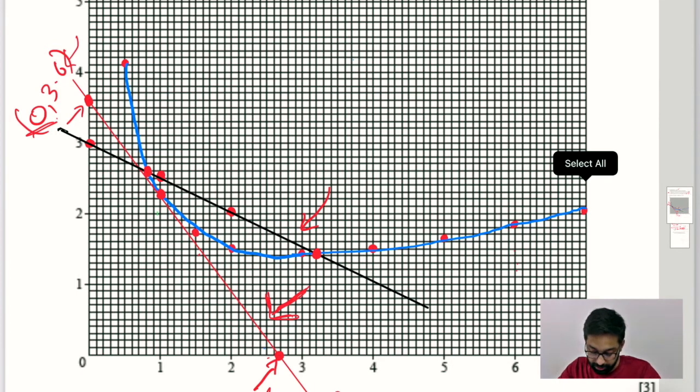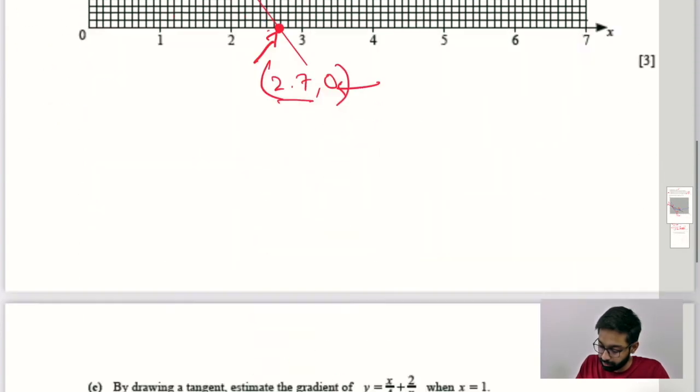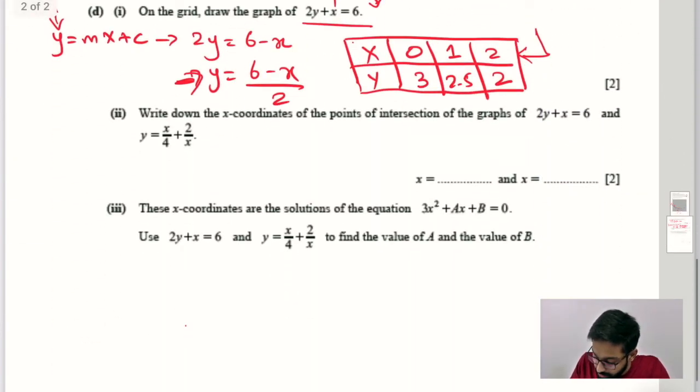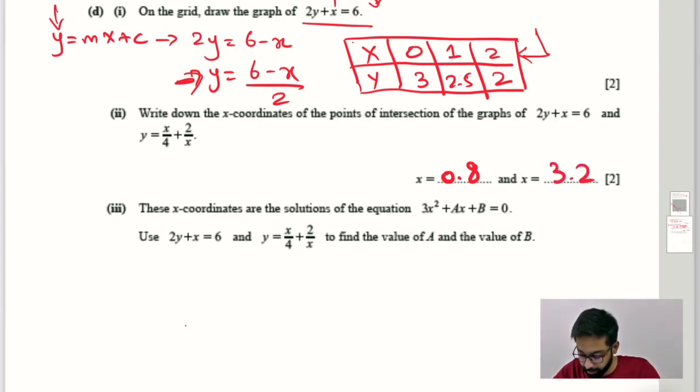The question says write down the x coordinates, so we don't have to worry about the y coordinates. Let's just write down the x coordinates. The x coordinate of point number 2 is going to be 3.2, and the x coordinate of this point would be, I believe, 0.8. The first coordinate of x is going to be 0.8 and the second coordinate is going to be 3.2. Perfect. Now let's come to the last part of the question.